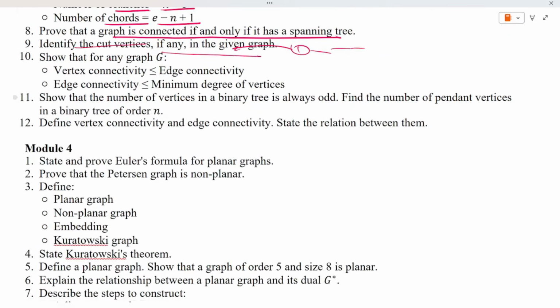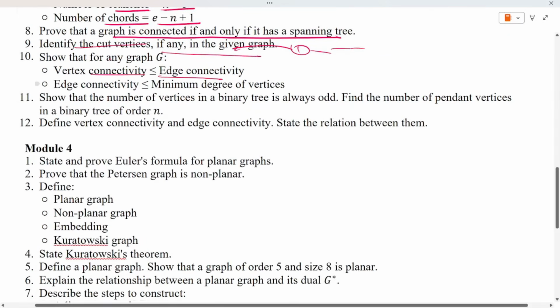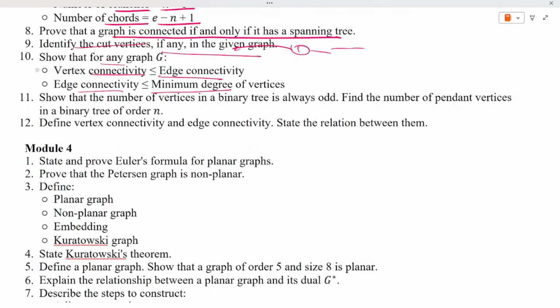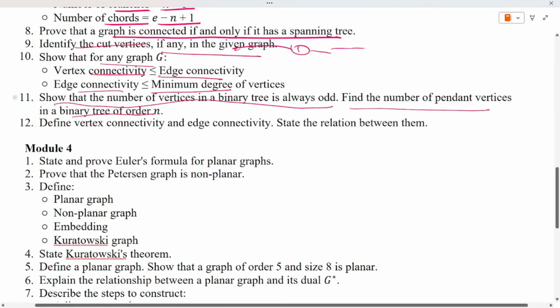Next is about vertex connectivity and edge connectivity. Show that edge connectivity is less than or equal to the minimum degree of vertices for any graph G. Next, show that the number of vertices in a binary tree is always odd. Find the number of pendant vertices in a binary tree of order n.